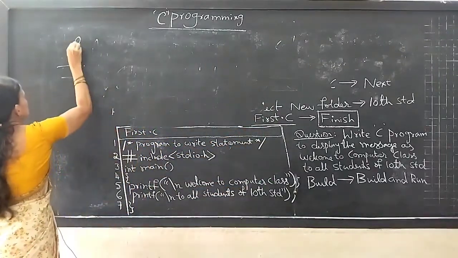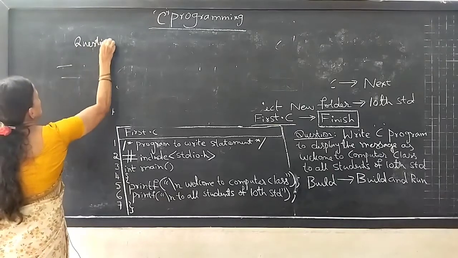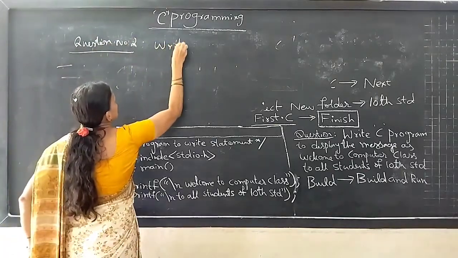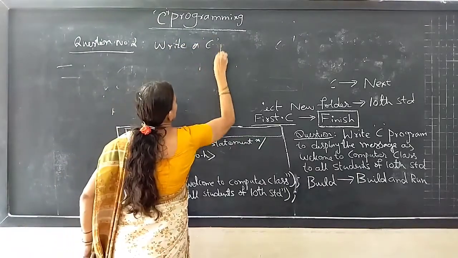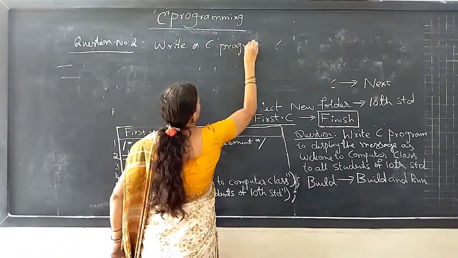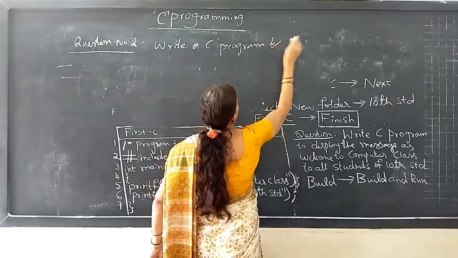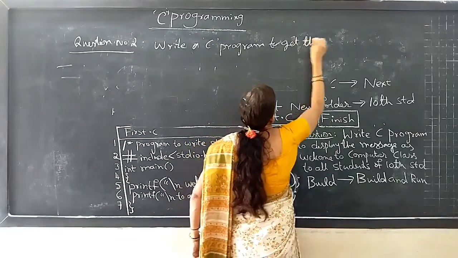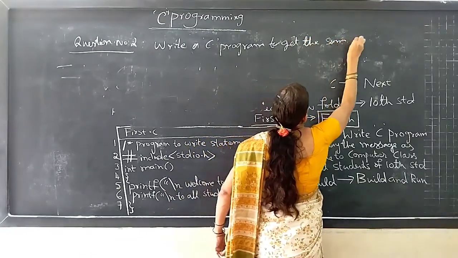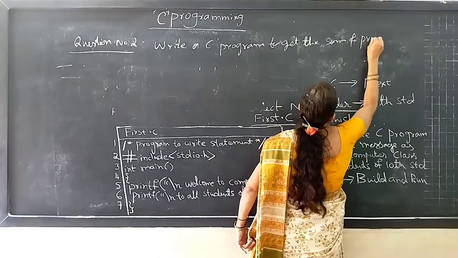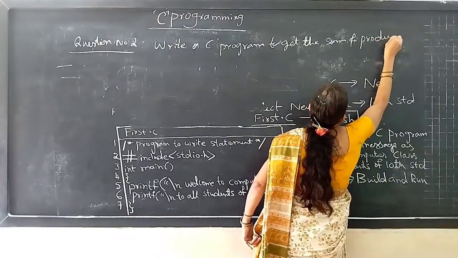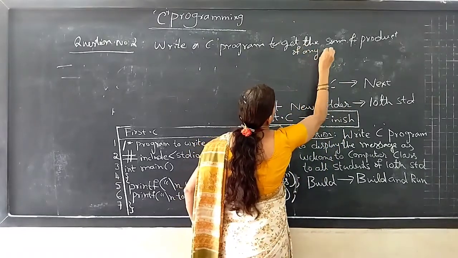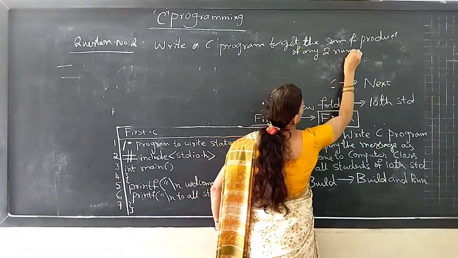See, question number 2. Our question is: write a C program to get the sum and product of any two numbers you have entered.